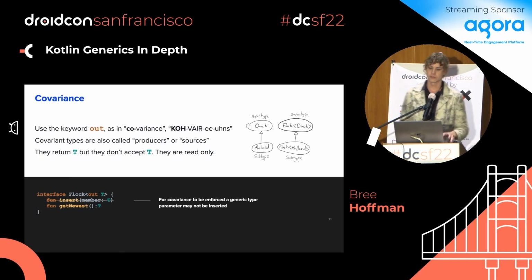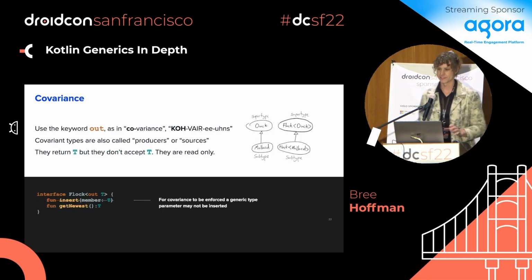A covariant relationship uses the keyword out. This one I find is easier to remember if I just use the pronunciation: covariance, co as in out. The covariant types are also called producers or sources because they're read-only. They can only send that component type out of them, but they cannot receive them. So immutable list would be a covariant type. I think I may have mentioned the immutable list regarding contravariance, and I meant to be referring to it on the covariance slide, so apologies if that was confusing.